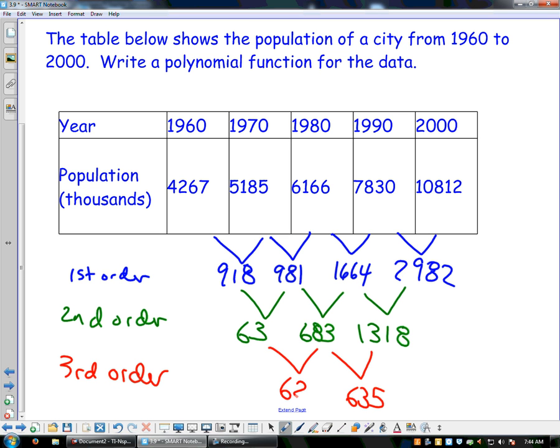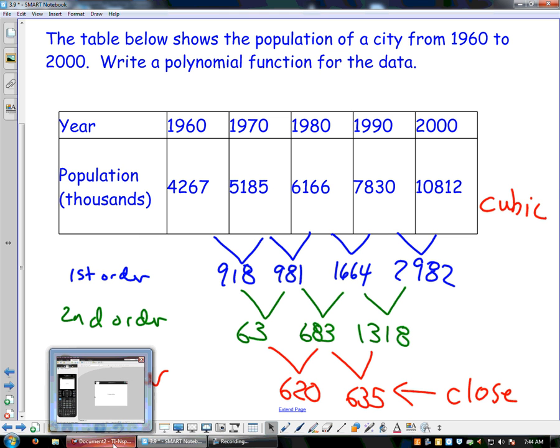Now that's pretty close. That's close, so third order differences, that means this data is going to be coming from a cubic, all right? So let's talk about how to get the actual data for this.